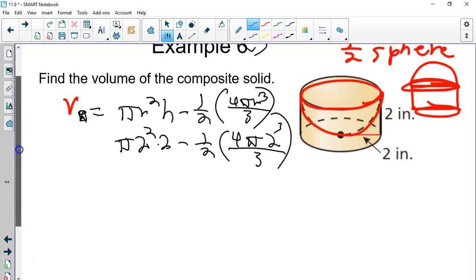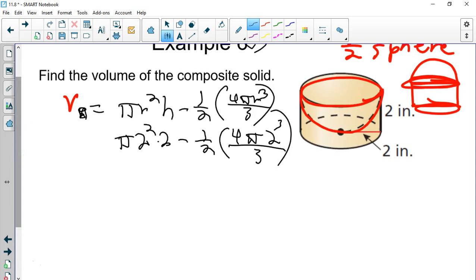And you're still really crunching them. It's just whether you want to write it separately or write it all as one problem. So 2 squared is 4 times 2 is 8. So this is 8 pi. Minus 2 cubed is 8 times 4 is 32. Half that is 16. So we end up with actually 16/3 pi.